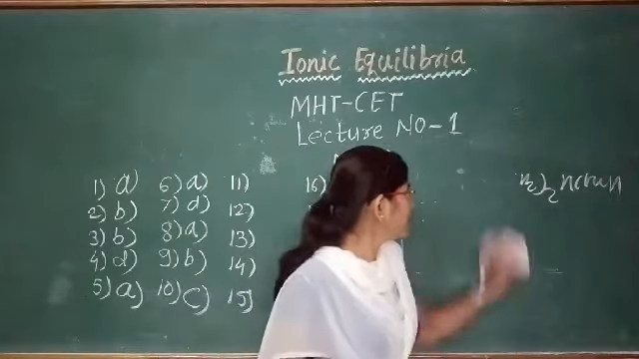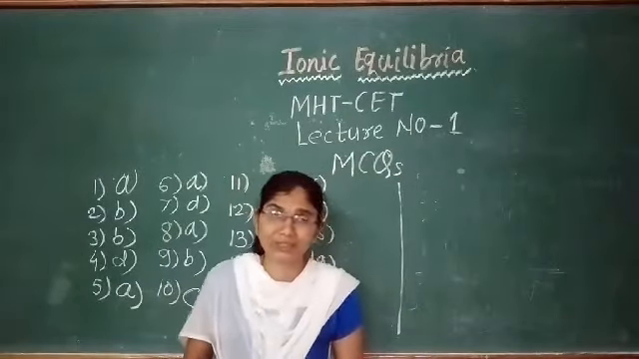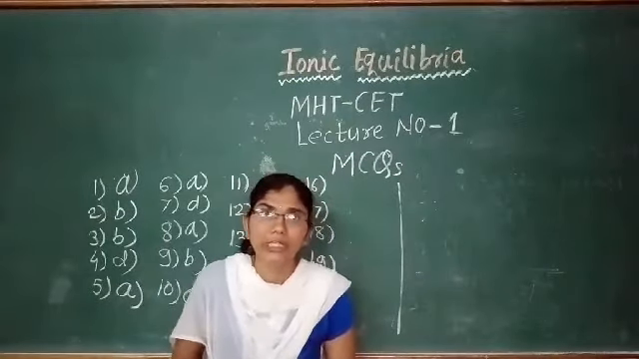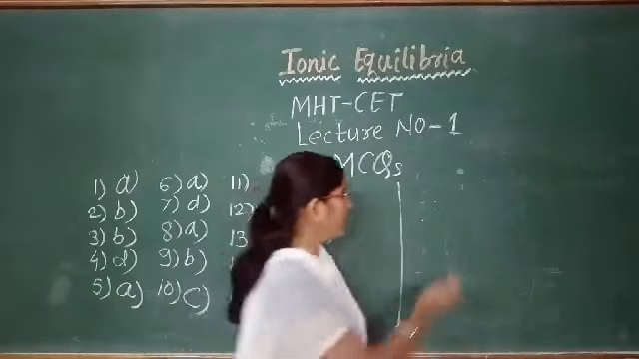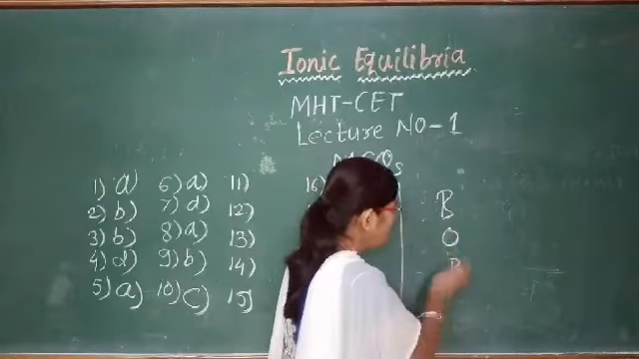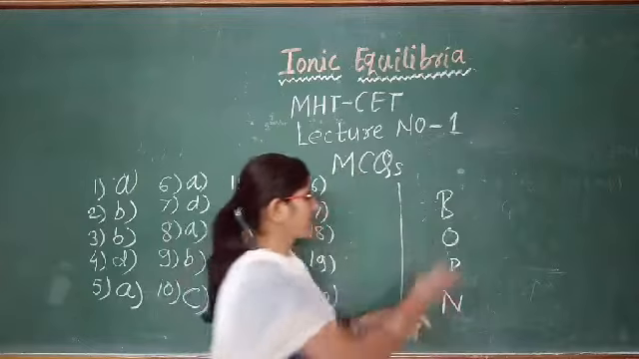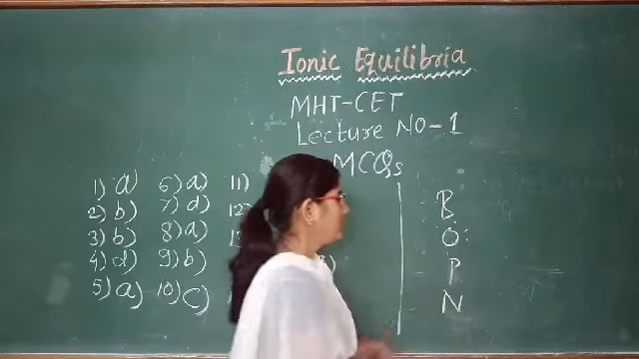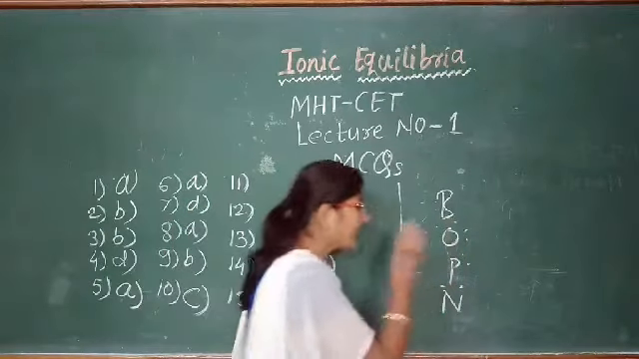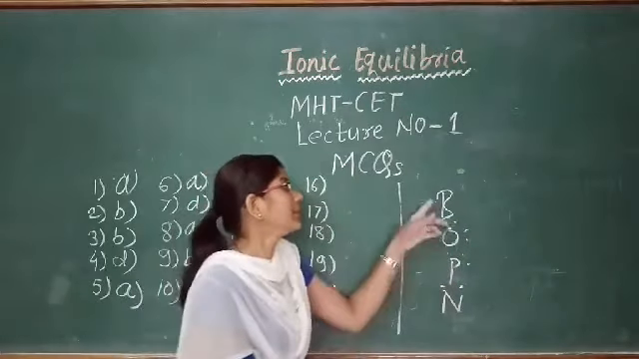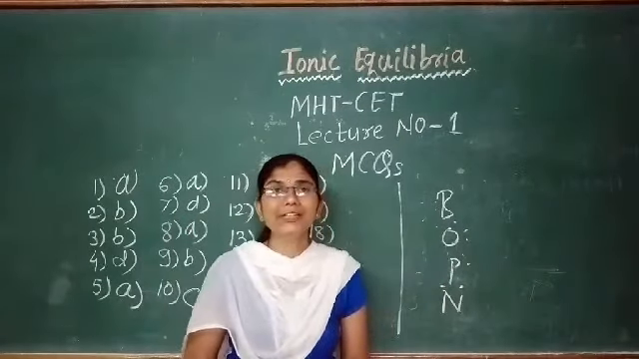Lewis acids are electron deficient, and Lewis bases are electron rich, so they can donate a lone pair of electrons. If we look at the four atoms, boron, oxygen, phosphorus and nitrogen, oxygen is electron rich, phosphorus is also from the oxygen family, and nitrogen has a lone pair of electrons, but boron is electron deficient.